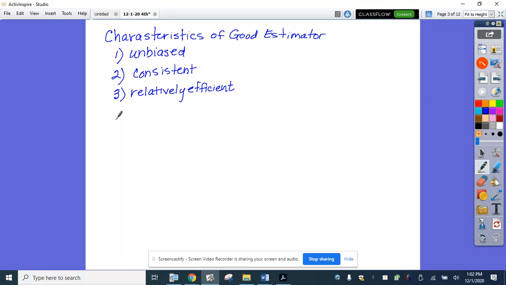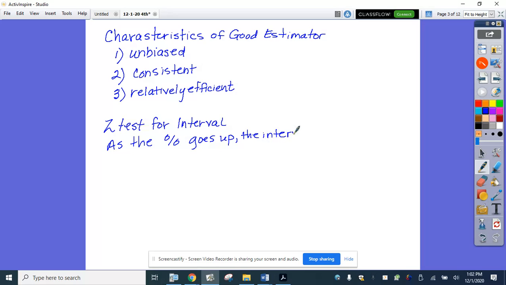We said yesterday when we used the z-test for confidence intervals, remember we said that as the percent goes up, the interval gets wider. And it actually becomes more easy to hit. It actually becomes an interval that can be used more often.